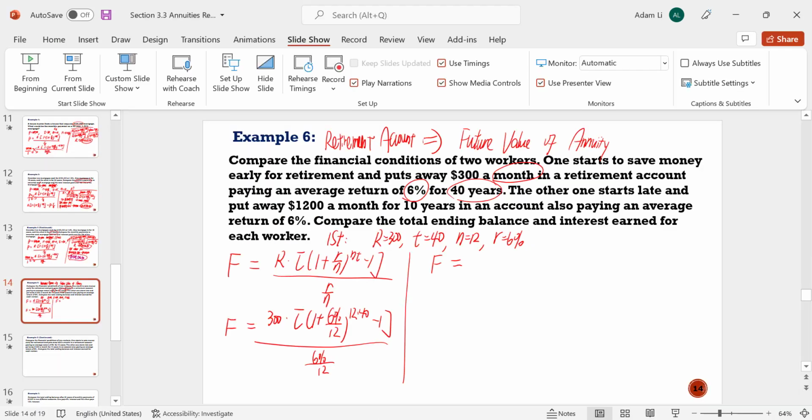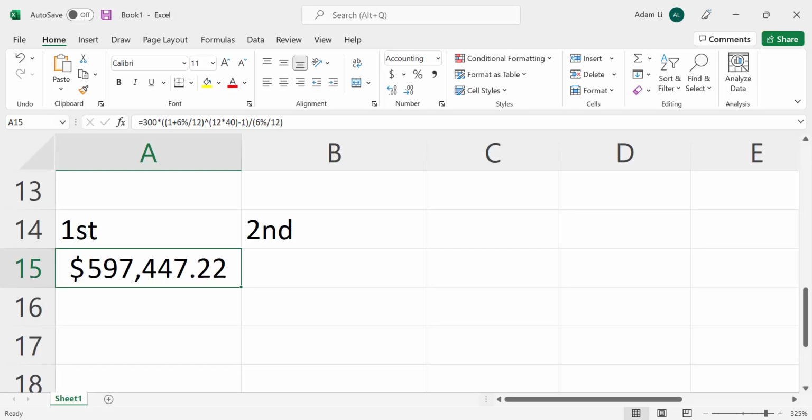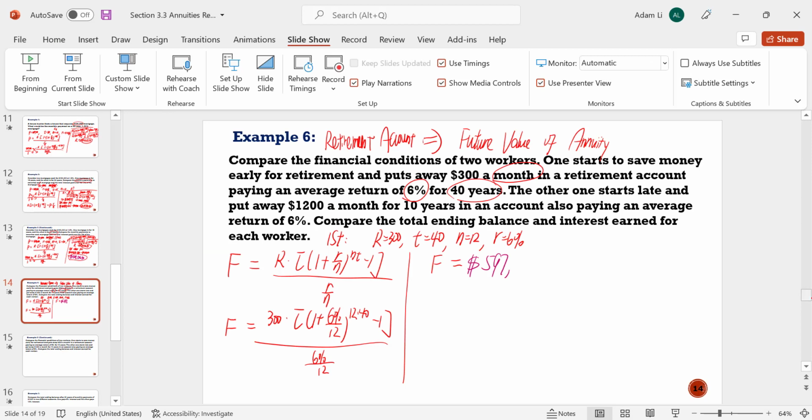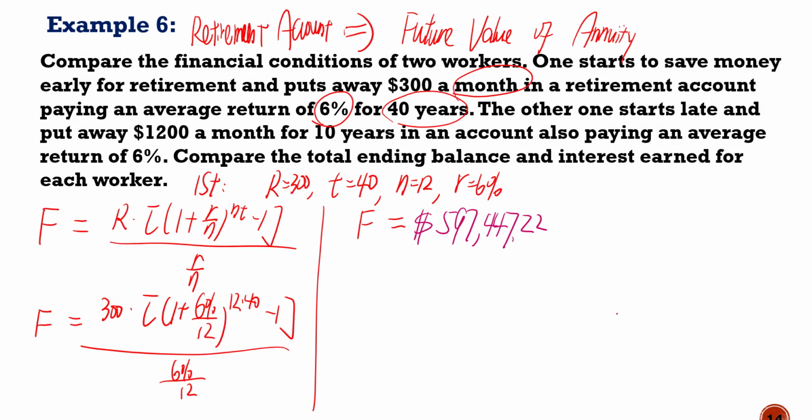597,000. The future value is $597,447.22. And if you look at it, this is the total ending balance. And you want to know the interest earned for the first worker. So total interest earned.